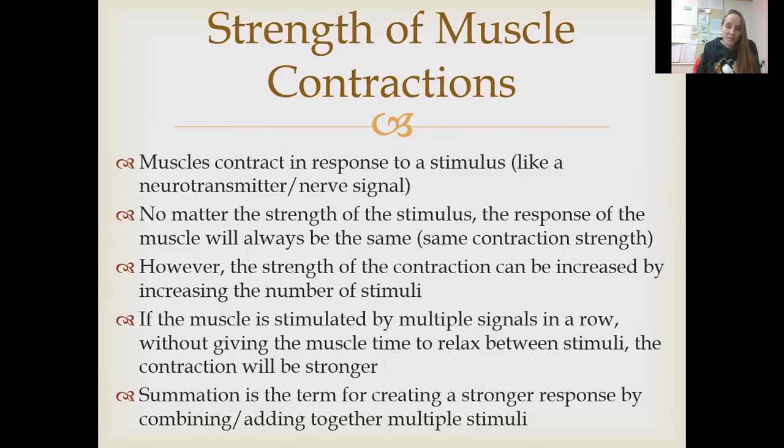We don't do that by increasing the strength of the stimulus. So my brain is still sending the same stimulus, but my brain is sending more of the stimulus. So it's not a stronger stimulus, it's more stimuli that's going to that muscle. And that is called summation. It's adding all of those stimuli that are sent together to create a stronger response. As you guys know from math, sum means to add. So summation is just adding all of those stimuli together to get a stronger response. In this case, a stronger contraction.